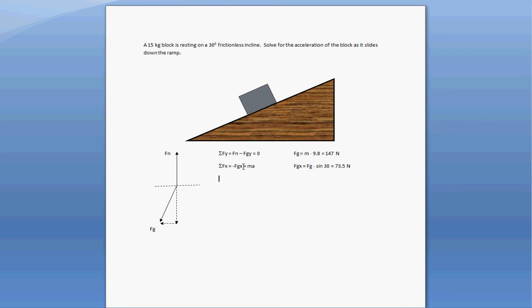So we can just plug this into our x force formula, and so we have negative 73.5 newtons is equal to 15 kilograms times a. So let's see, 73.5 divided by 15 is acceleration. We're going to make that a lowercase acceleration. Acceleration is equal to negative 4.9 meters per second squared.